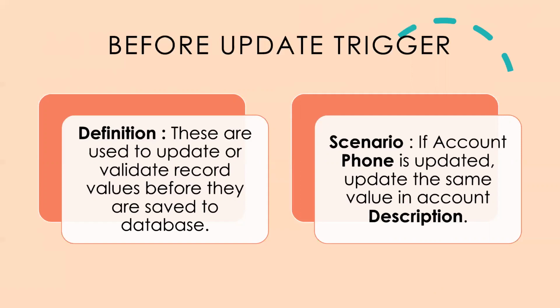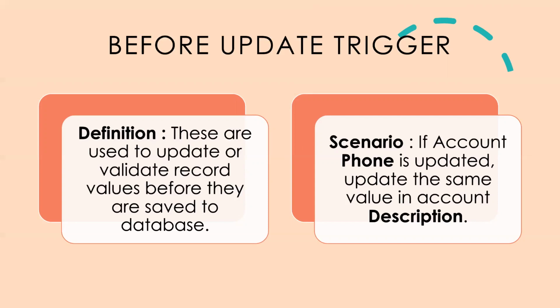Here I've listed a scenario: we have a field called phone on the account object. If somebody goes to an existing account record and updates the phone number, then I have another field on account called description. The description field should get updated with the same phone number value that is being updated on the phone field. So let's move to the developer console and start writing the logic for this.